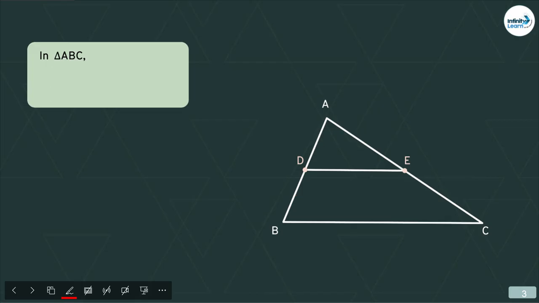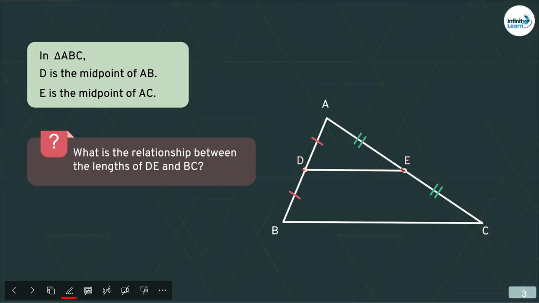Let us suppose a triangle ABC is there. D is the midpoint of AB. E is the midpoint of AC. What is the relationship between DE and BC? Is there any relation between DE and BC? We're going to see this.